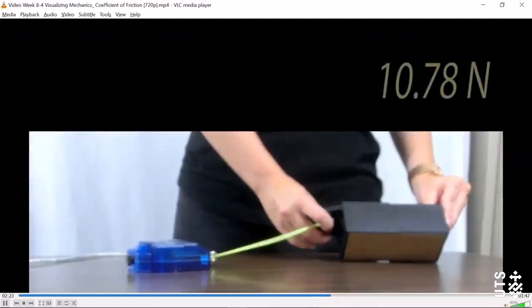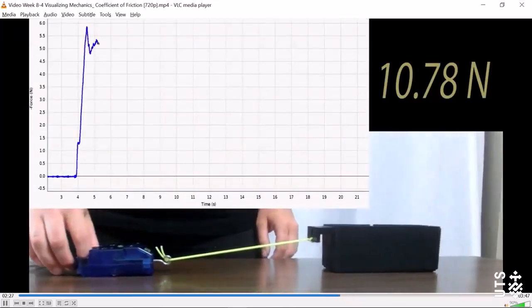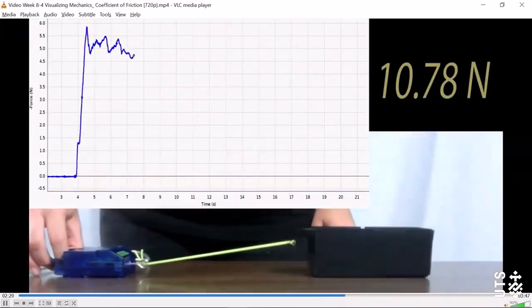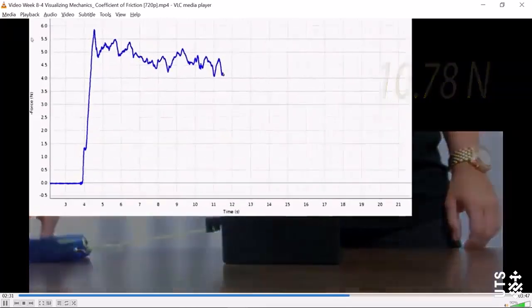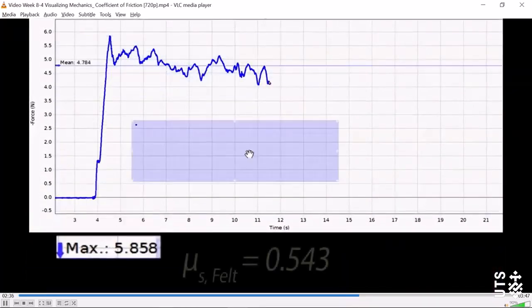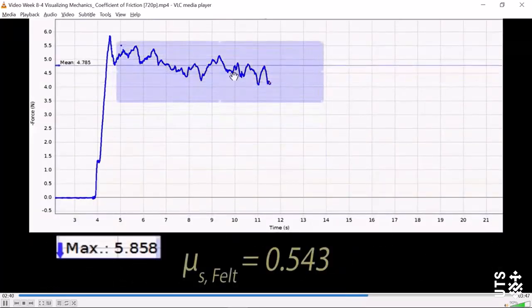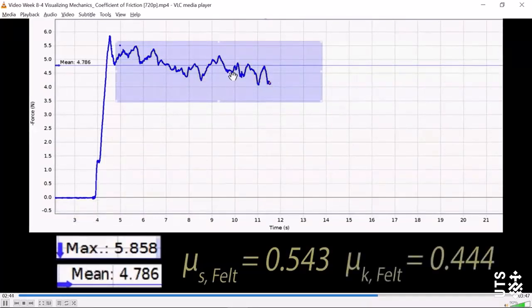Here we have our cork surface cart. The total weight of the cart is 10.78 newtons. As we pull it, we can see the amount of force generated on the graph below. Our peak force value is 5.858 newtons, so the coefficient of static friction is 0.543. The average moving force is 4.786 newtons, so the coefficient of kinetic friction is 0.444.